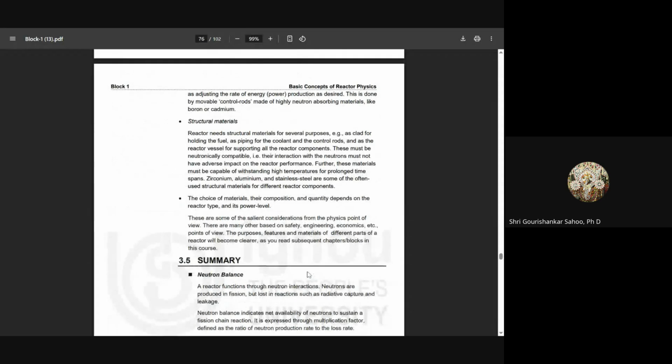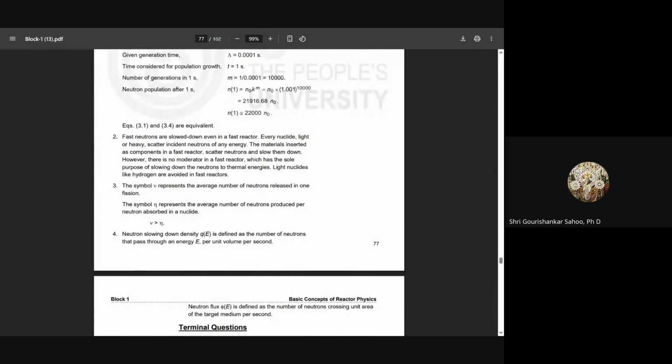Then reduced leakage control, and structural material: clad for holding the fuel, piping for coolant and control rods, and the reactor vessel for supporting all the reactor components. So these must be neutronically compatible. That is, their interaction with the neutrons must not have an adverse impact on the reactor performance. And these materials must be capable of withstanding high temperatures for prolonged time. Zirconium, aluminum, stainless steel are such types of material. The choice of materials, their composition and quality depends on the reactor type and power level: how much power you expect and which type of reactor you are going to design.